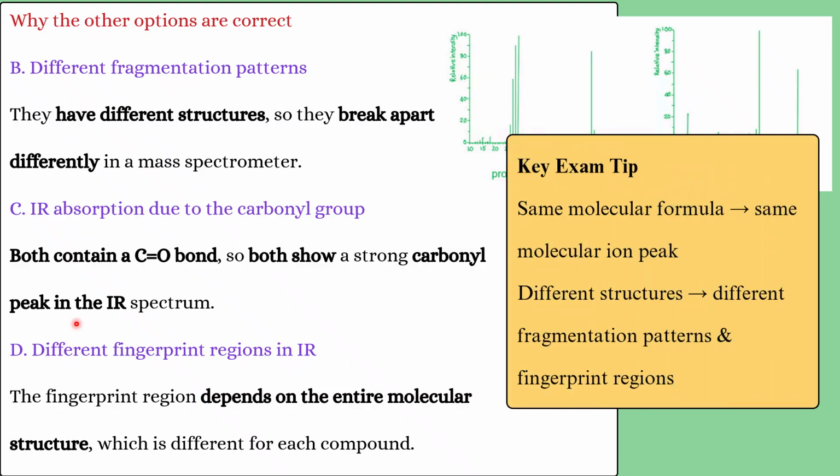In the exam, you should remember these things: if the same molecular formula is provided for the given compounds, then they will have the same molecular ion peak. But if they have different structures, then surely they will have different fragmentation patterns and different fingerprint regions. These are the key tips you should remember whenever you are attempting such questions.